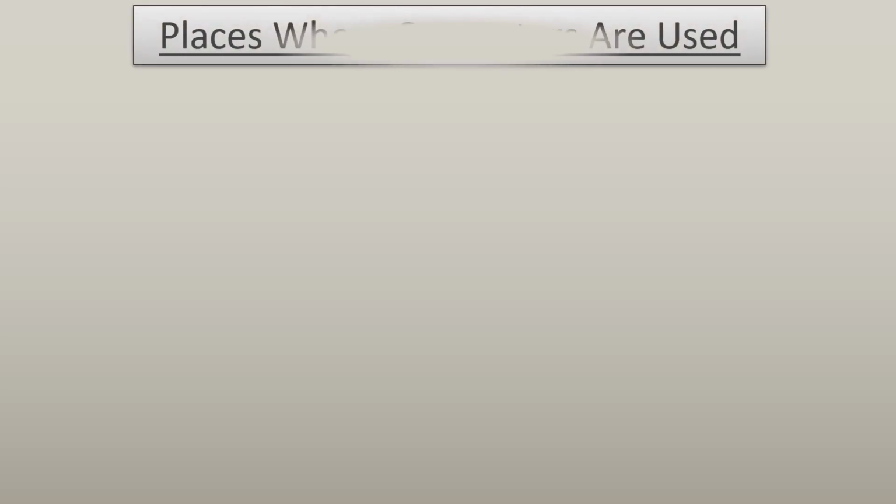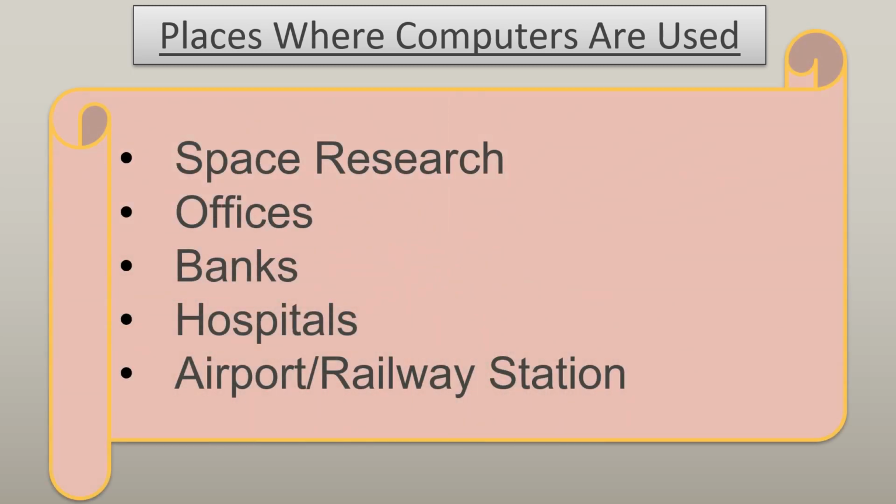Now, let us discuss some of the areas where computers are used. All of you know that computers are being widely used in almost all places, some of which are given below, that is space and research, offices, banks, hospitals, airports and railway stations. You can use computers in the designing field, in animated movies, in the defense areas. So there are almost many places where computers are being used widely these days.